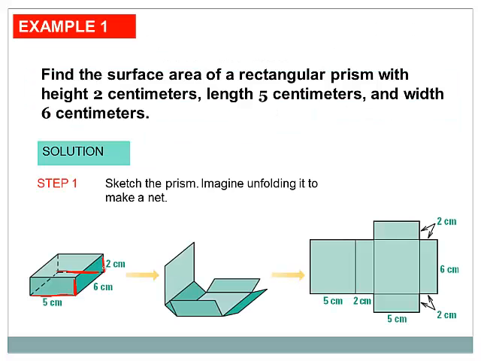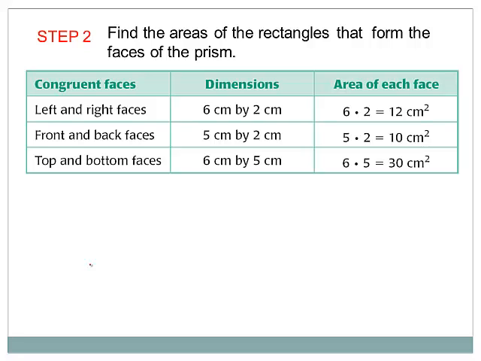Then you have the top and the bottom. So the top and the bottom goes length here, width here, depending on how you look at it, 5 by 6, or in this case 6 by 5. You multiply those, you get 30.